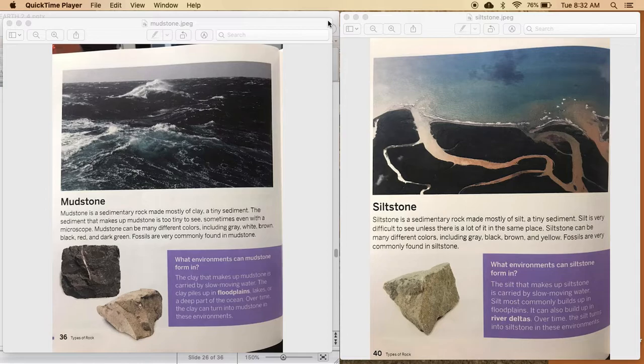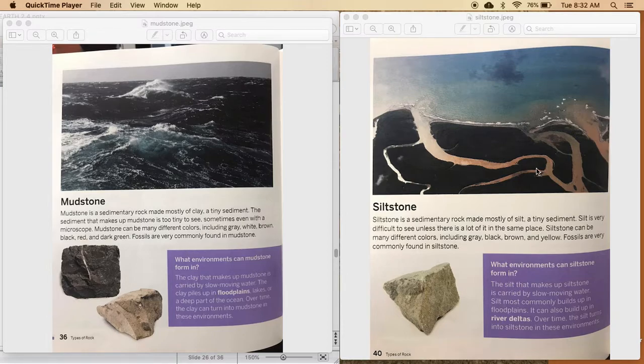Just to touch base on what you guys did yesterday, you guys read a few pages in the Fossil Hunter's Handbook. One of them being mudstone right here, and the other one being siltstone. So, for mudstone, you guys learned that the environment that it forms in is a floodplain, a lake, or a deep part of the ocean. You also learned that it is made out of clay sediment.